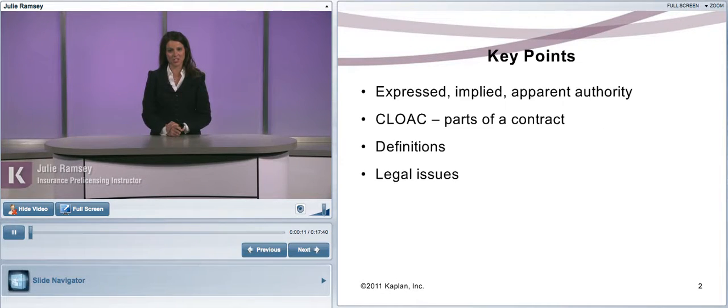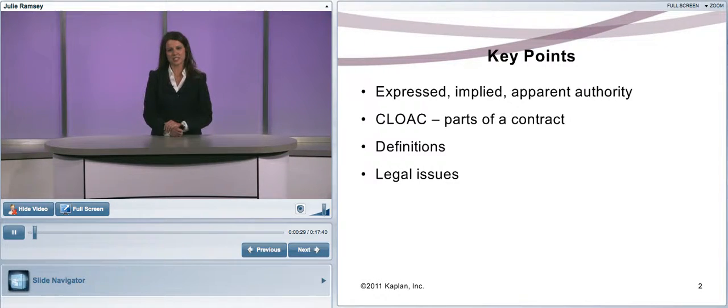Key points in this section are expressed, implied, and apparent authority. Those are agent authorities, and we're going to dissect each one. Another acronym is CLOAC, C-L-O-A-C, and those are parts of a contract, and we'll go through each one of those parts.